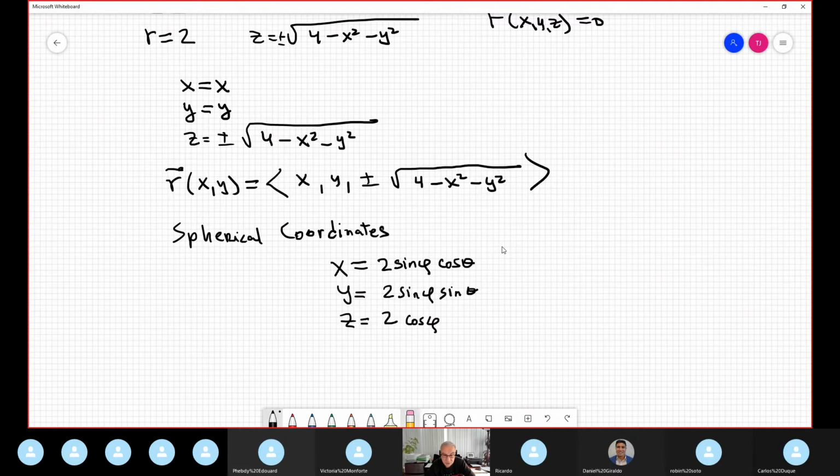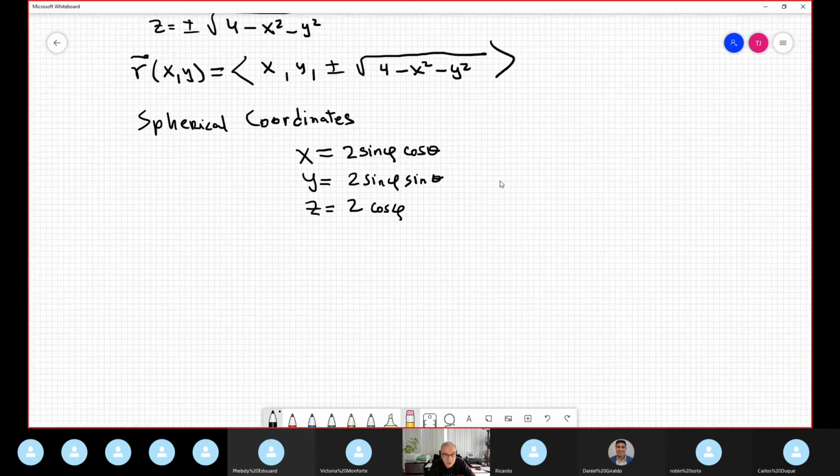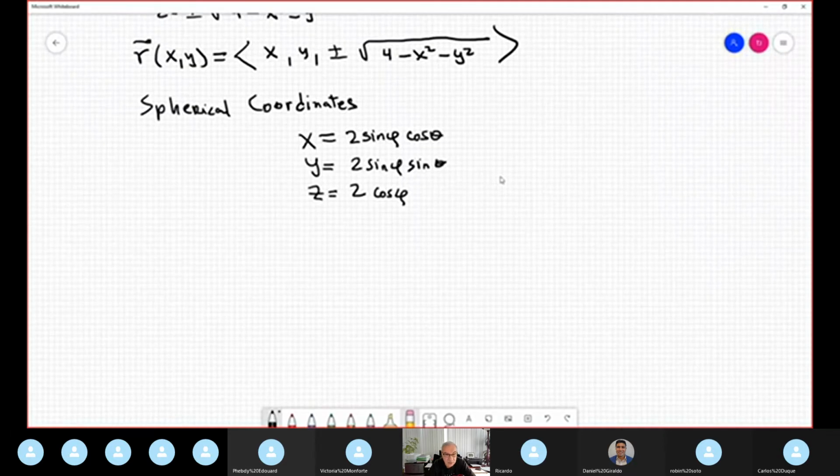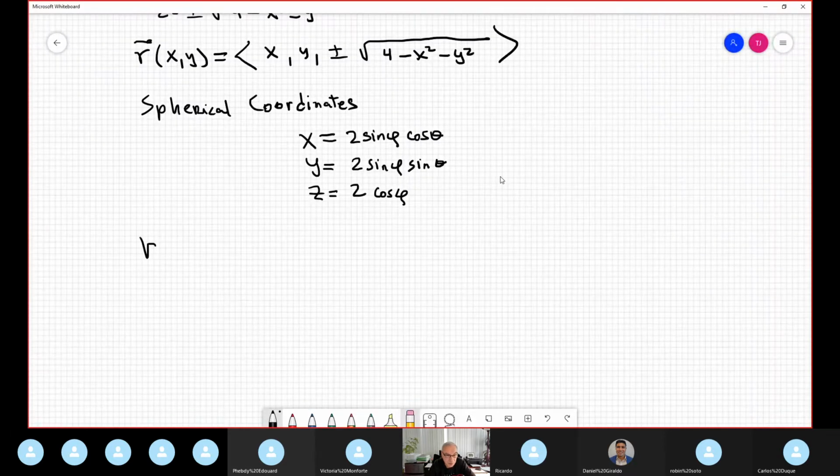So this is our parameterization. But wait, I need to understand physically, geometrically this idea. This is my vector valued function. In this case, it has two parameters. The parameters are phi and theta, the classical u and v.